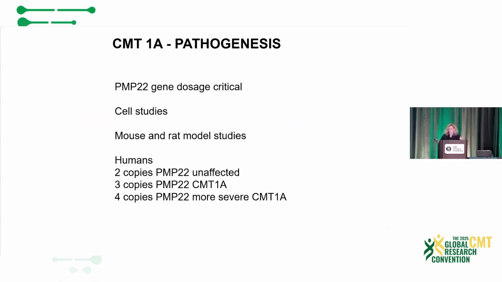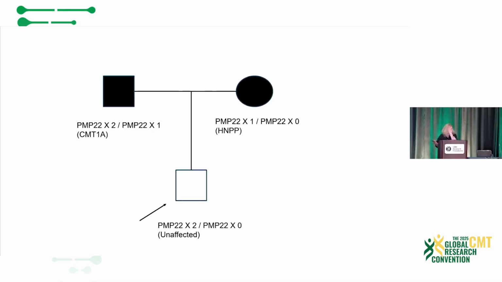So we know from gene dosage studies, from cell cultures, from rat and animal models, and from humans that it is dosage. So 2 copies, you're normal, 3 copies of CMT1A, and there are rare patients who have 4 copies, and they have more severe form of CMT. And I think this is the proof. This is an absolute proof. There are 2 families in the world like this. So one of the parents has CMT1A. So they have 2 copies of PMP22 on one chromosome and 1 copy on the other. So they have 3 copies.